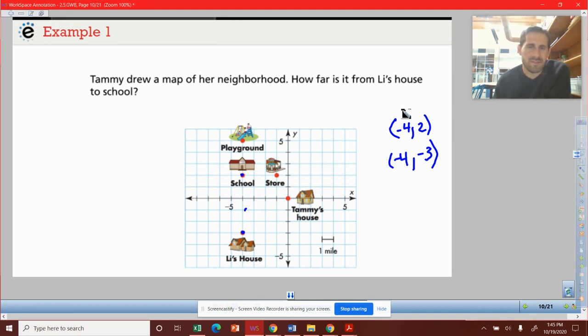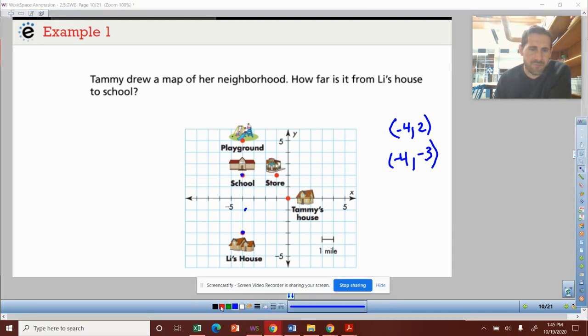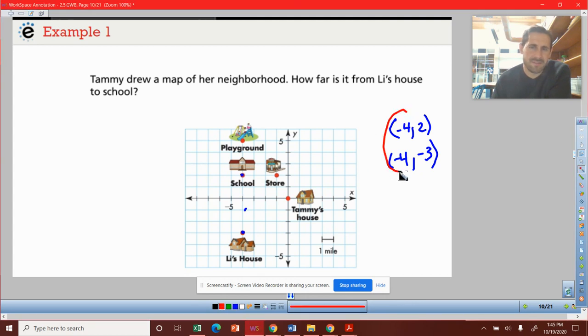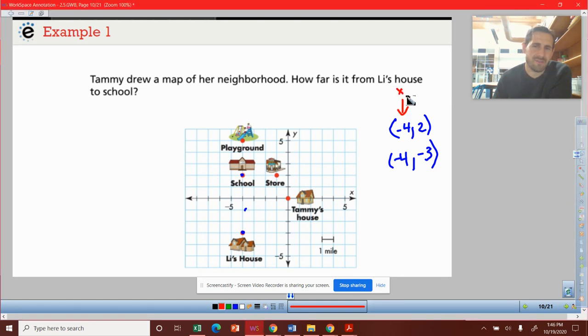So you could see that the 4s or the -4s can't really find the distance between numbers that are exactly the same. So we're not going to really be looking at the x values. We're going to be looking more at the y coordinates. You've got a 2 and a -3.